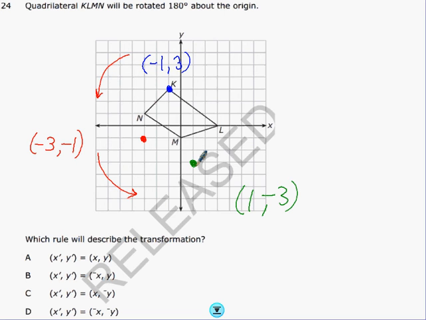You might remember it's also the same thing as reflecting it over the origin. In any case, I started with a -1, I ended up with a +1. I start with an x, I end up with a -x. I started with a positive y, I end up with a -y, so I need a -y there. So the answer is D.